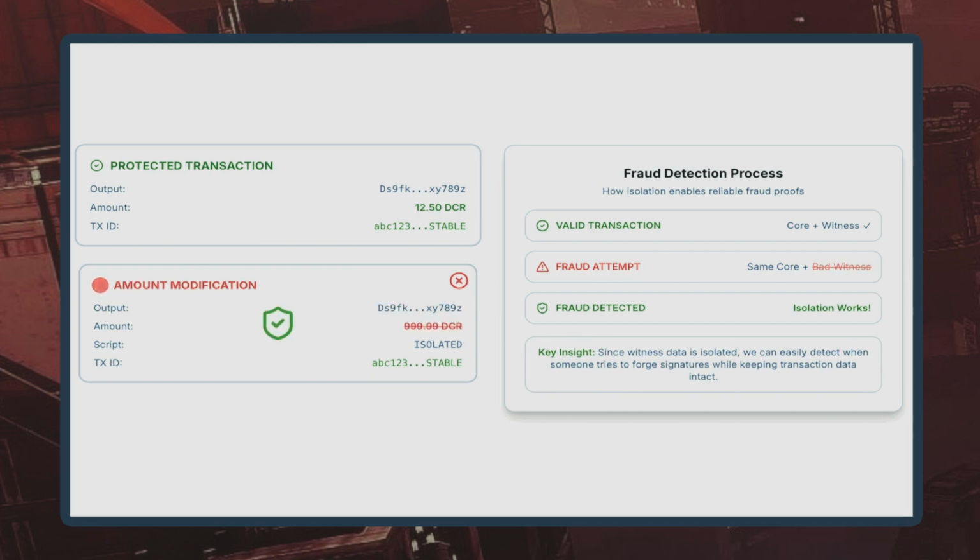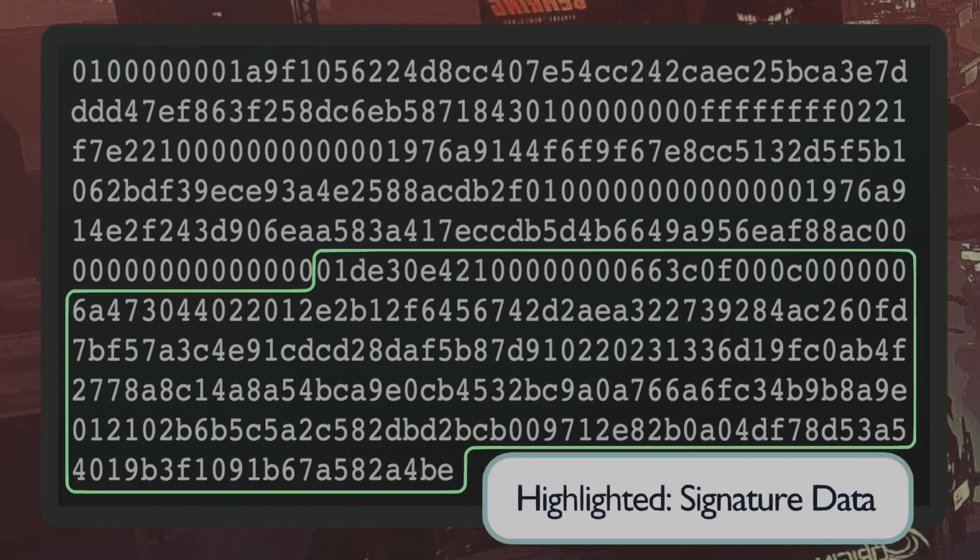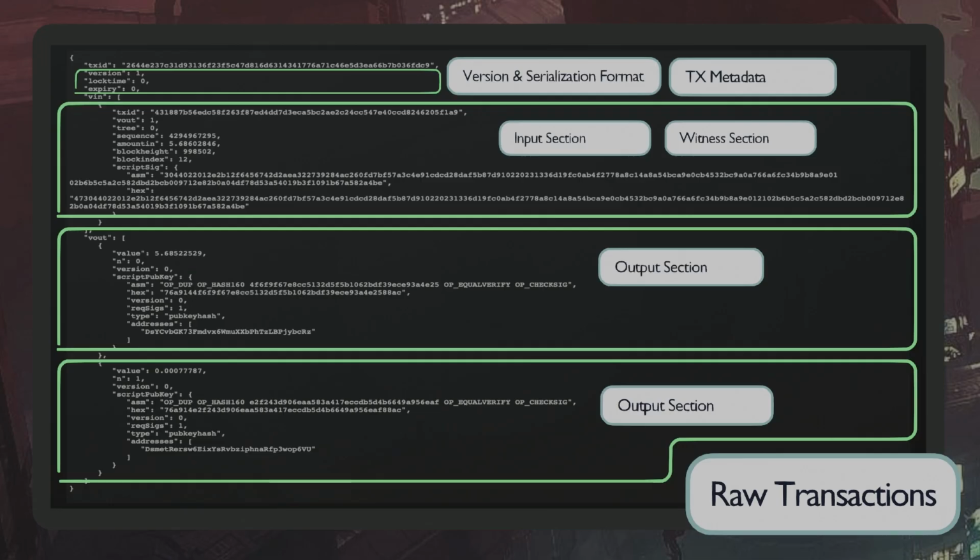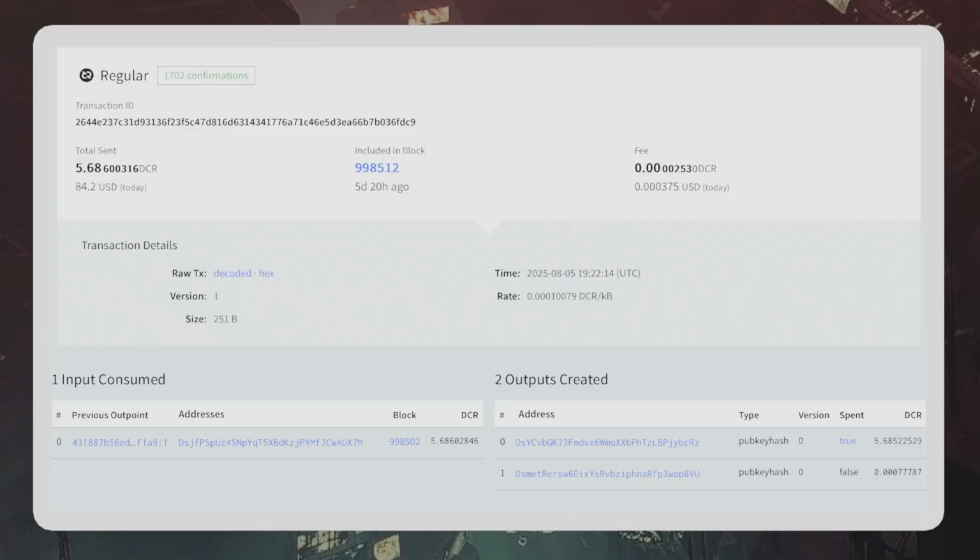Here's how it works. The raw transaction in hexadecimal format includes everything needed to reconstruct the transaction: the inputs, outputs, amounts, scripts, signatures, and it's what block explorers display when you look up a transaction.